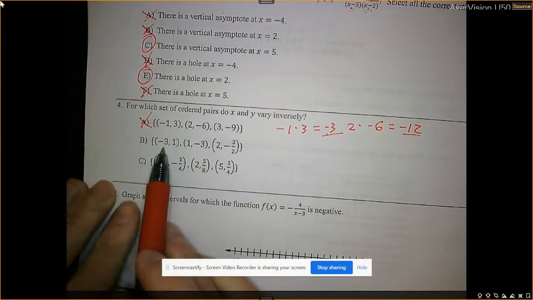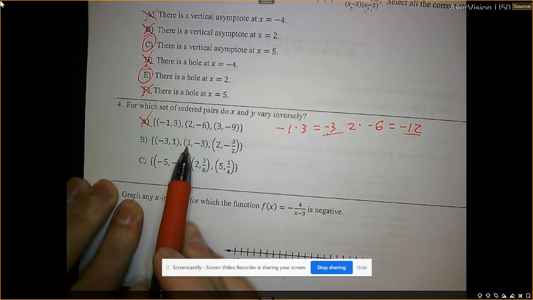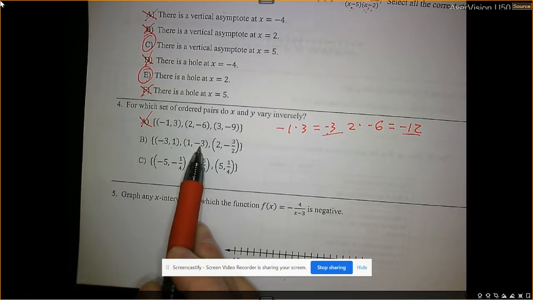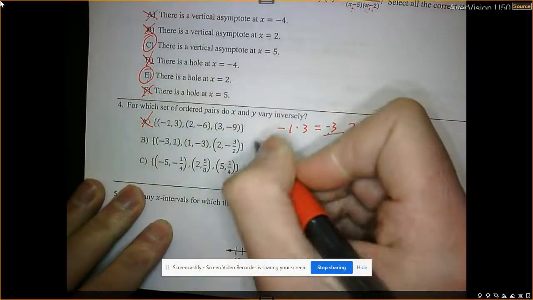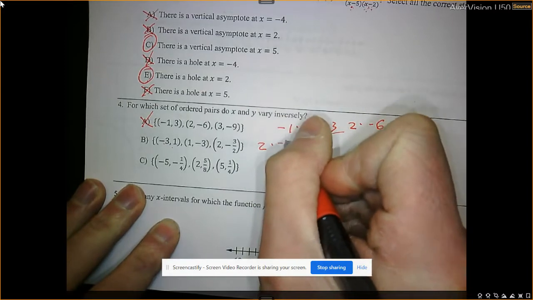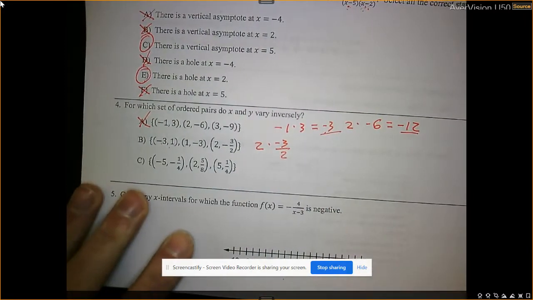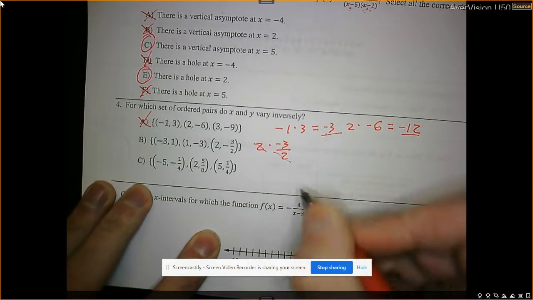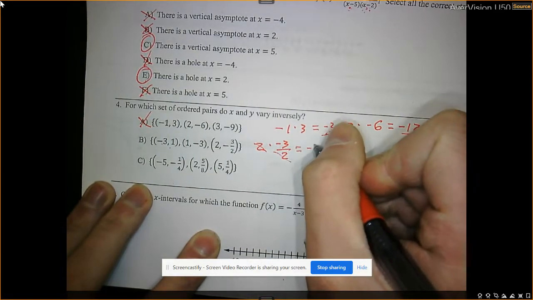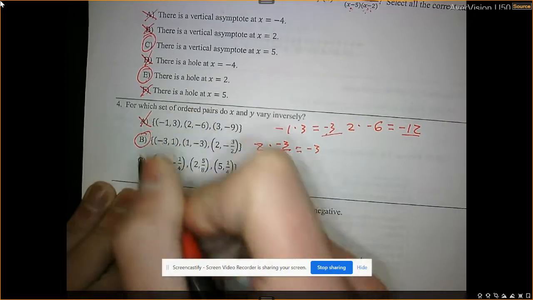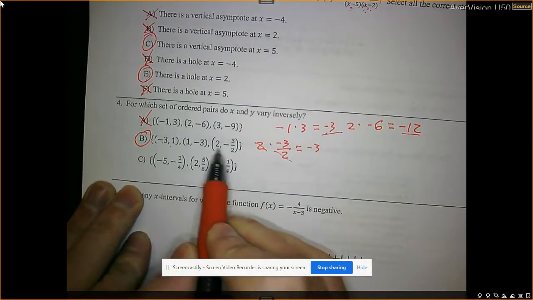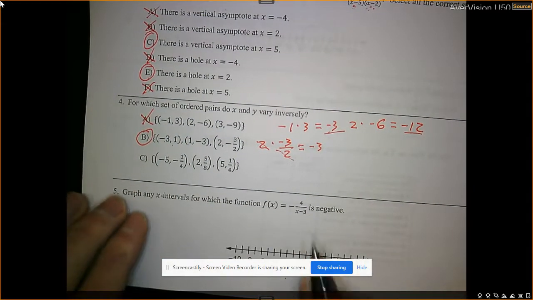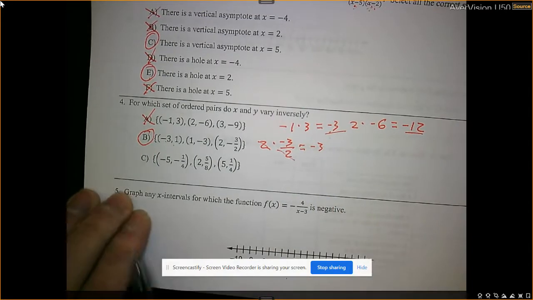Okay, now B, right away, negative 3 times 1, that's negative 3. 1 times negative 3, yeah, that's the same thing. It's still negative 3. And 2 times negative 3 over 2 is negative 3, which, look, when you have that, those cancel, that does equal negative 3. They all are negative 3 when you multiply the x times the y, x times the y, x times the y. So we get inverse variation. This is yes for B.